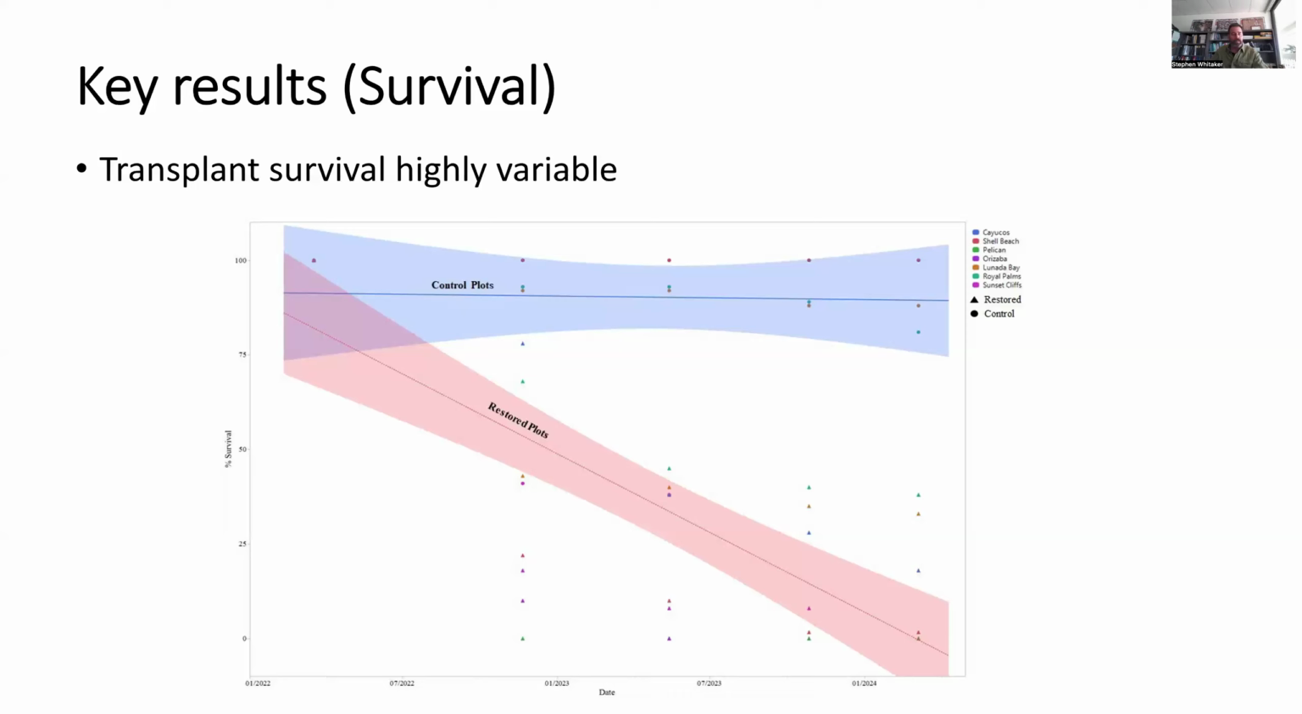The blue represents plots where we were following the survival of plants that naturally occurred. And so you can see that there's quite a discrepancy between the transplants and the controls.